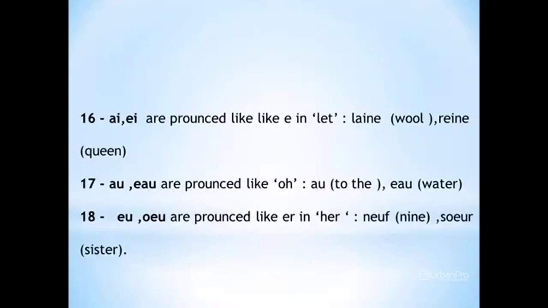Then the 17th is O. AU is "o". EAU is also "o" in a stretched way. So water, EAU, is "o", and AU is "o" too. All these things we will learn in our coming classes, but the pronunciation is like that. I have clubbed them together because both sound a bit different here and there, but they are the same. The 18th is EU and OEU.